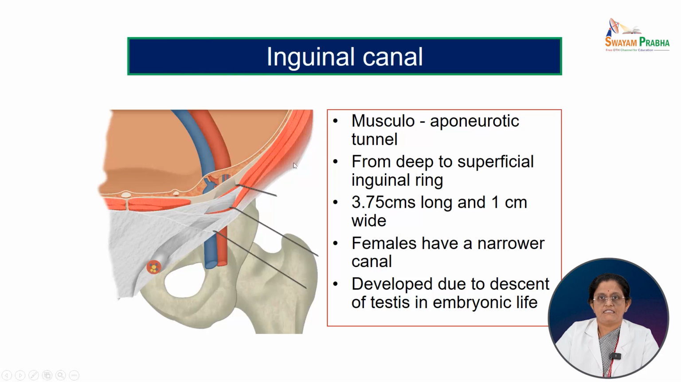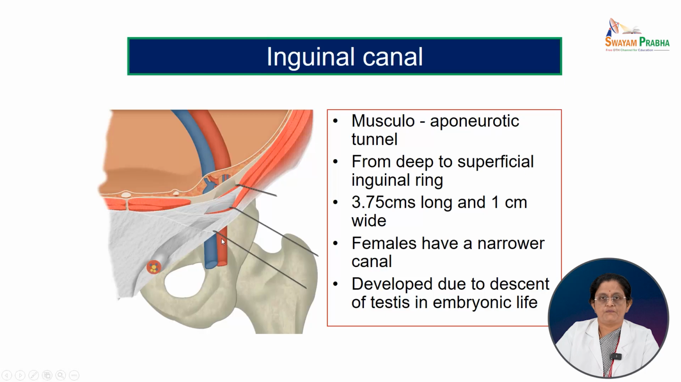The outermost is the external oblique muscle and the aponeurosis of the muscle. Then is the internal oblique muscle and its aponeurosis. Innermost will be the transversus abdominis and its aponeurosis. Deep to it lies a fascia. This fascia, what I am pointing out, is called fascia transversalis. Deep to it lies the extraperitoneal connective tissue and deep to it lies the peritoneum.